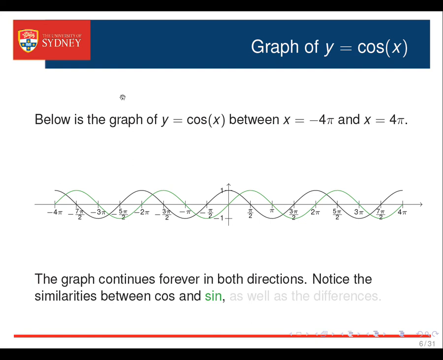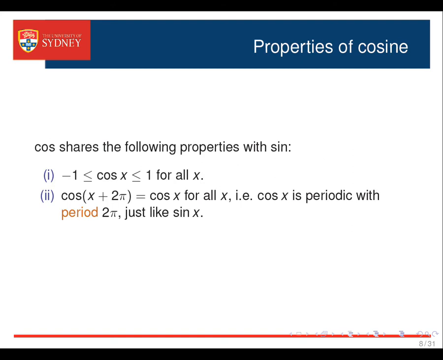At 0, sine is 0, but cos is 1. And at pi on 2, sine is 1, but cos is 0. The following two properties of the sine graph are immediately true for the cosine graph as well. The graph of cos is always between 1 and minus 1, and the cosine function is also periodic, with period 2 pi. Remember, this just means that the graph repeats itself every 2 pi units.